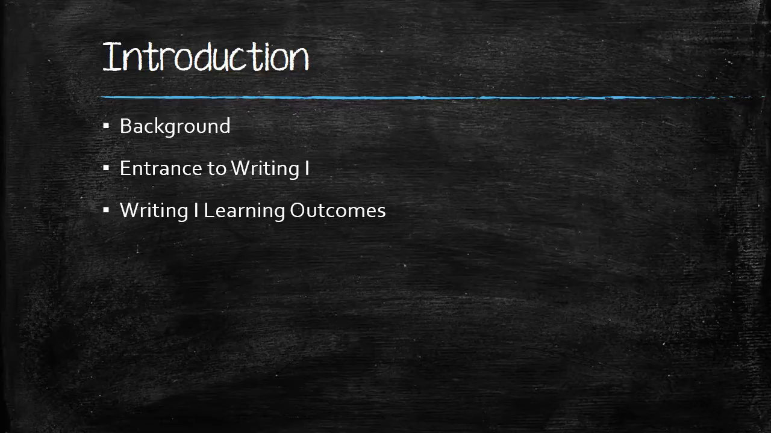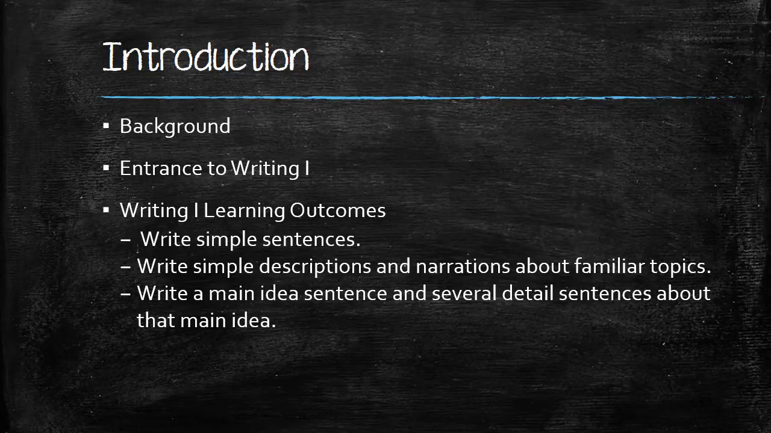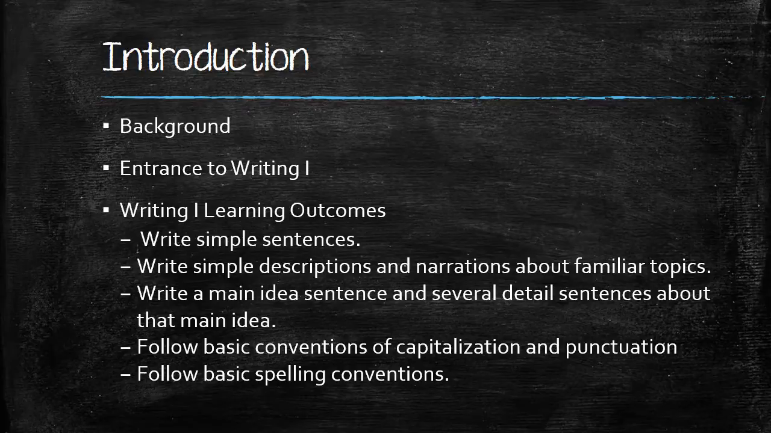In order to pass Writing 1, students must show that they can write simple sentences, write simple descriptions and narrations about familiar topics, write a main idea sentence and several detailed sentences about that main idea, follow basic conventions of capitalization and punctuation, and follow basic spelling conventions.